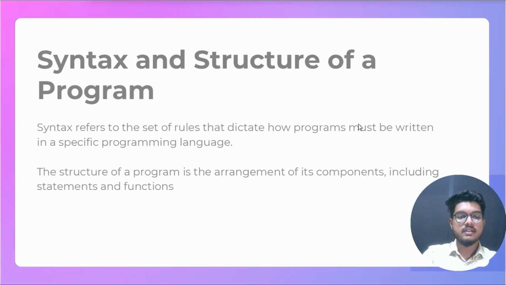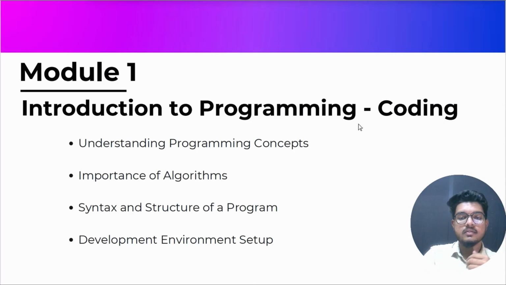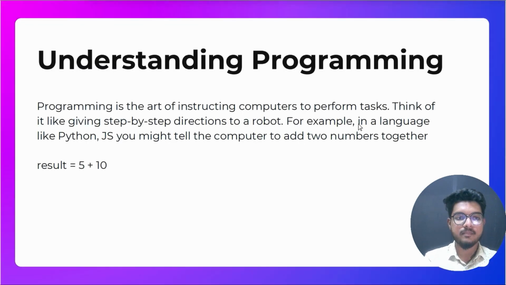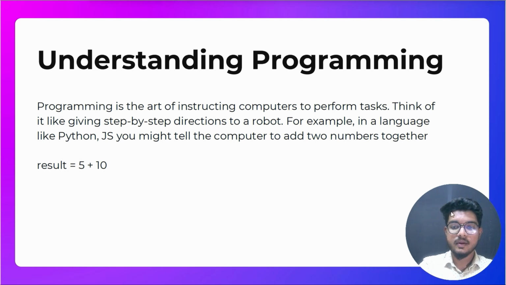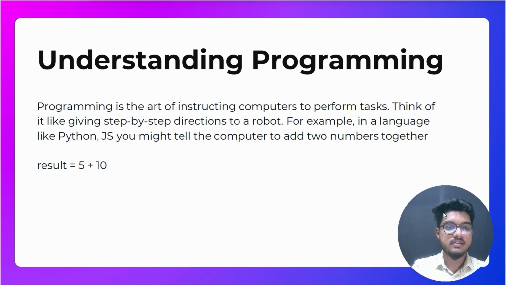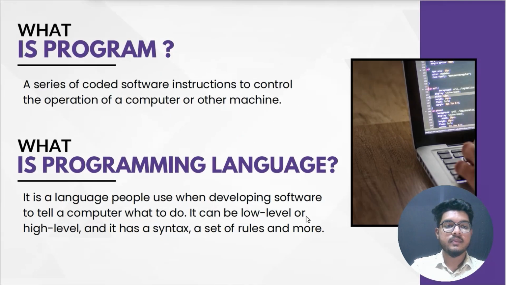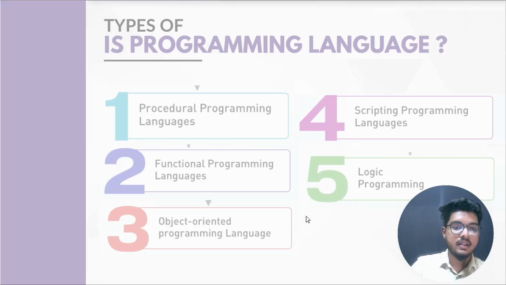In module 1, we have discussed, first of all, understanding programming concepts. What is programming? How to make machines work for you. And after this, what is a program and what are programming languages, what are different types of programming languages, and why these programming languages are actually used in low level, high level, what is procedural programming, what is object oriented programming. All of these concepts which we have discussed yesterday in module 1, right?